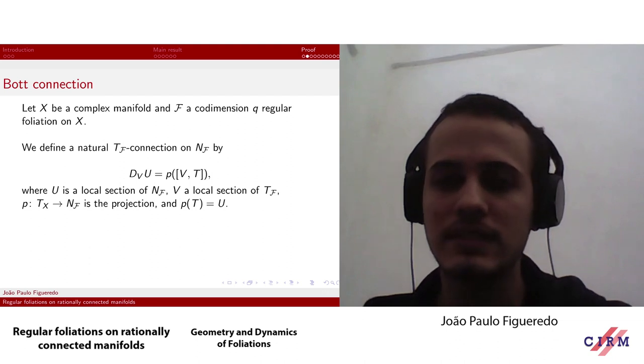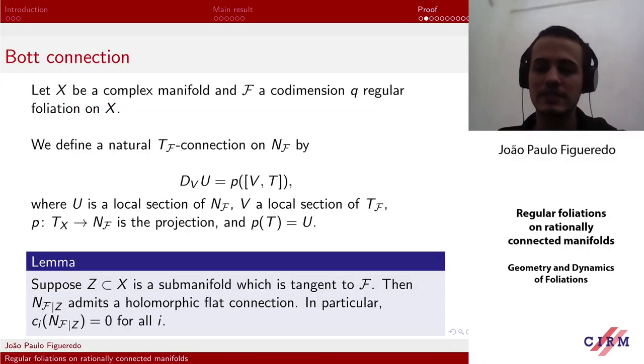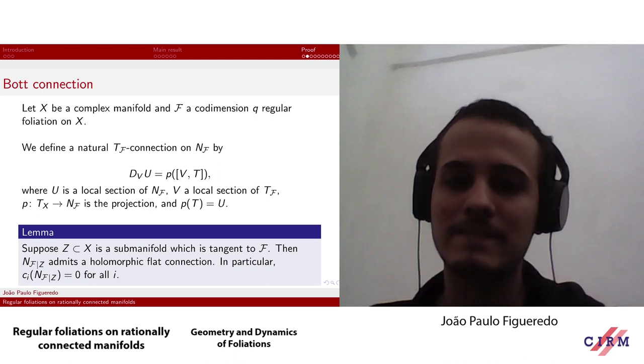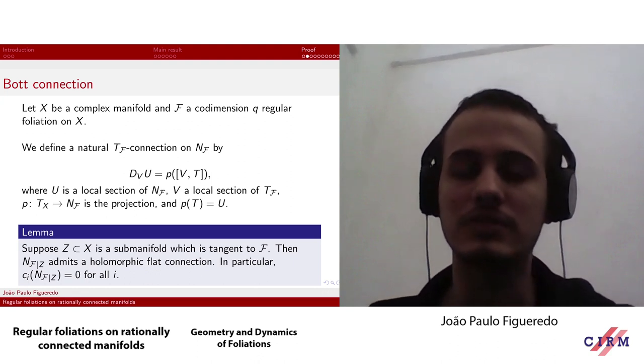This is a classical result, a classical tool I use. So this implies in particular that if Z is a submanifold which is tangent to F, and I restrict the normal bundle to Z, this connection will be a holomorphic connection on this normal bundle restricted to Z. So as you know, if a bundle has a holomorphic connection, all its Chern classes are zero. So this is the conclusion. And I'm going to use the c1 of this normal bundle, which is zero.